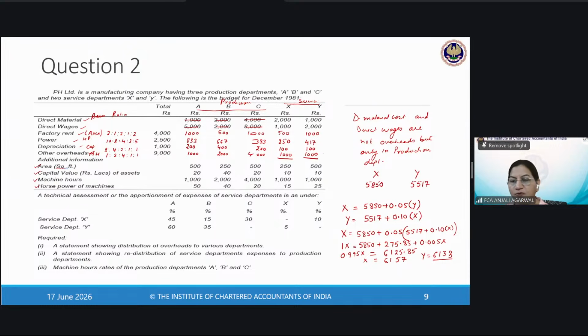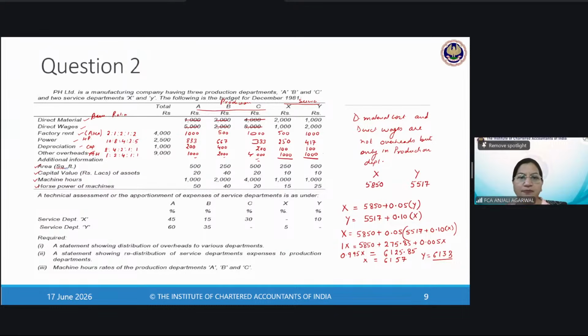So now what you will do? 6157, 45% goes to A, 6157 into 0.15 goes to B, 6157 into 0.30 goes to C, and 6133 into 0.6 goes to A, 6133 into 0.35 goes to B. These figures will also come here, and in C, the department Y does not contribute anything. This way you will have the total of A, B, and C.